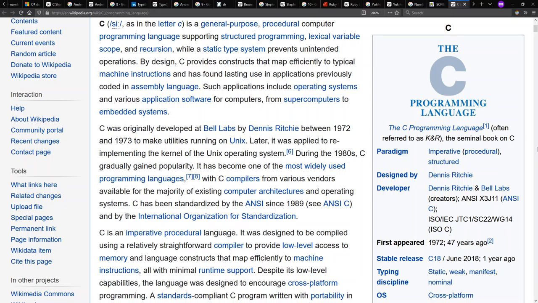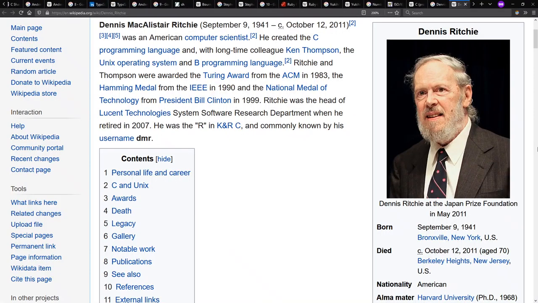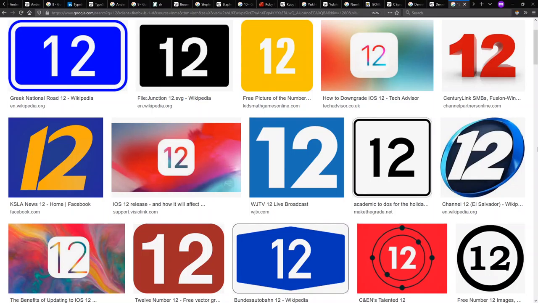It was released originally in 1972, designed by Dennis Ritchie, who is from New York, US. He is the only language designer on the list today that is no longer with us.